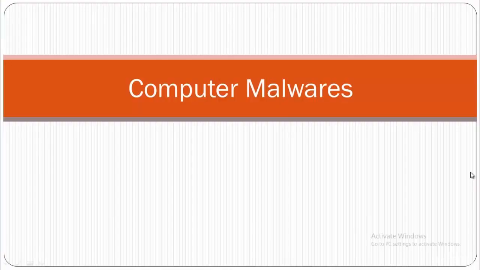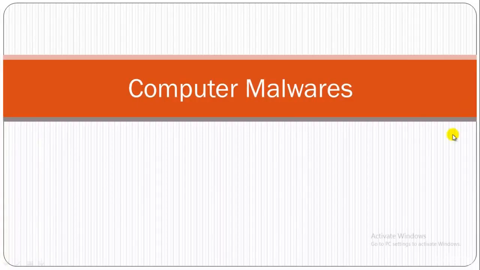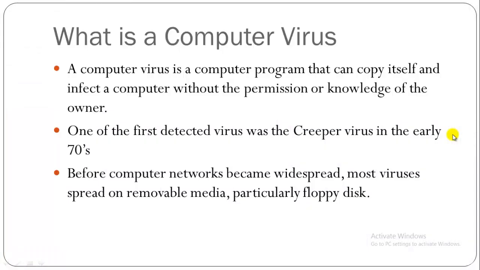So I'll just start with my PowerPoint presentation. Computer malware. So what exactly is a computer virus? A computer virus is a computer program that can copy itself and infect a computer without the permission or knowledge of the owner. Making a computer virus is just like giving birth to a child. I may be speaking metaphorically, but why I'm telling you that is because you need to spoon-feed it each and everything that you ask it to do.